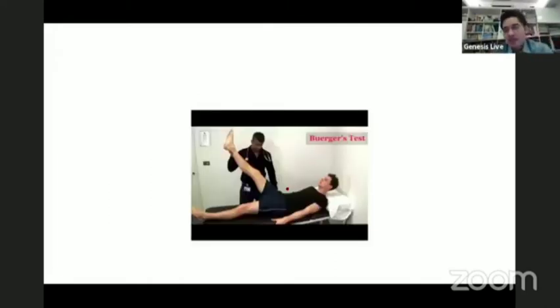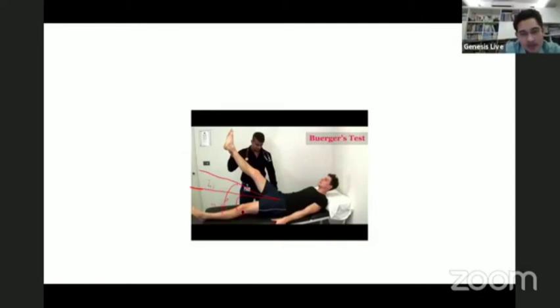Buerger's test. This is another test. Nowadays we have the handheld Doppler and we do not need so many tests, but again, for theoretical purposes, you have to know this. In Buerger's test, we try to elevate the lower limb, for example at first to about 20 degrees. Then wait for a minute or two and see if there's any pallor. If not, then again elevate it to, let's say, 30 degrees.